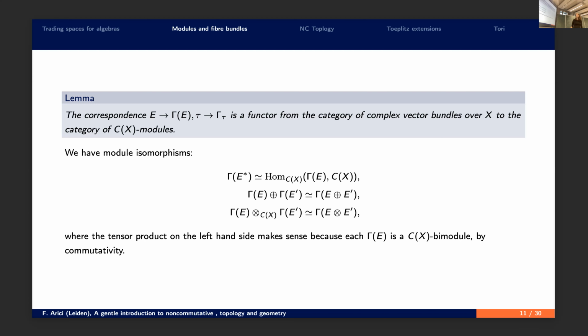And the reason why this tensor product that I wrote here on the left side makes sense is that, in principle, gamma E and gamma E prime are both right modules, but because everything is commutative here, or rather we say they're central, C of X bimodules, the multiplication can be moved to both sides, and this balanced tensor product makes sense. So this is something that, when you drop commutativity, needs to be taken care of.